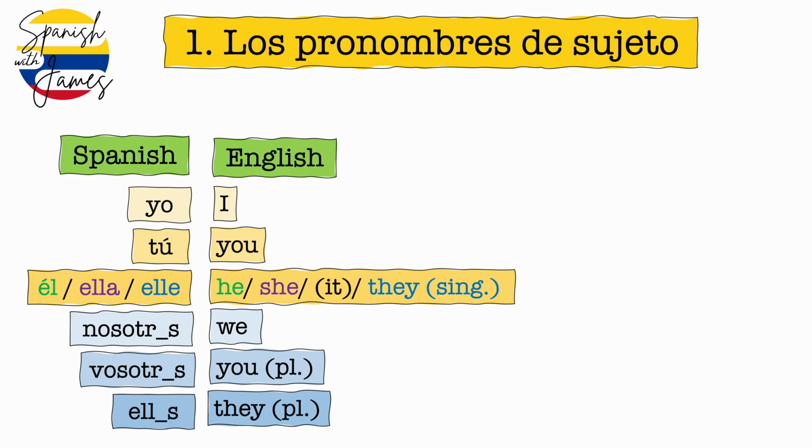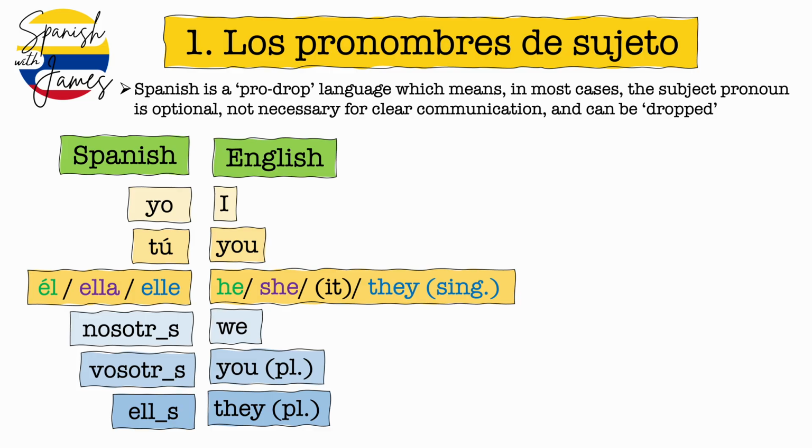Now, in English we use these all the time because if not, it would be really unclear who's doing the verb because our verbs often just have two forms. But Spanish is what's called a pro-drop language. That means you can drop the pronoun a lot of the time without it really making the communication unclear. You can still show who's doing the verb just because Spanish has such unique verb endings.